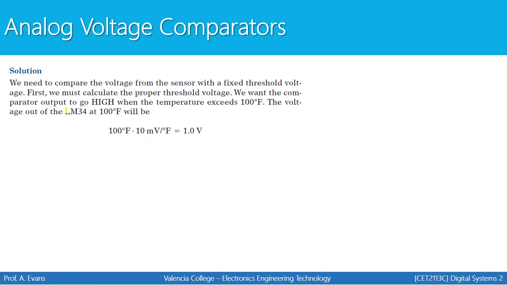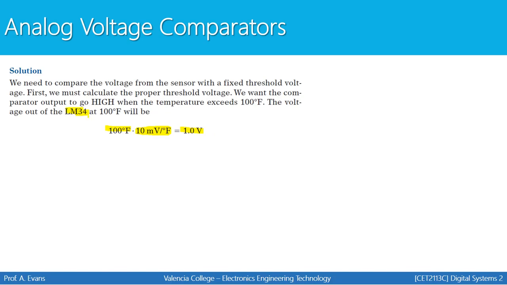So our temperature sensor is going to give an output that's 10 millivolts per degree Fahrenheit. So if the temperature is 100 degrees, our temperature sensor is going to be providing 1 volt as an output signal. So we need a way to sound the alarm if our LM34 is giving us higher than that 1 volt. If the temperature is higher than 100 degrees, we need to sound an alarm.